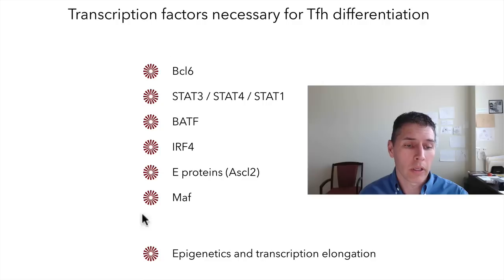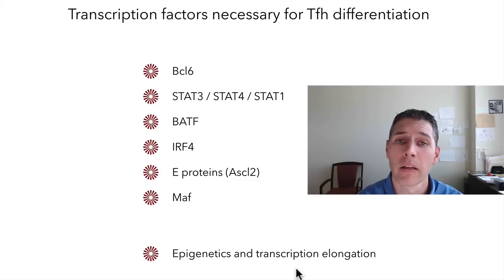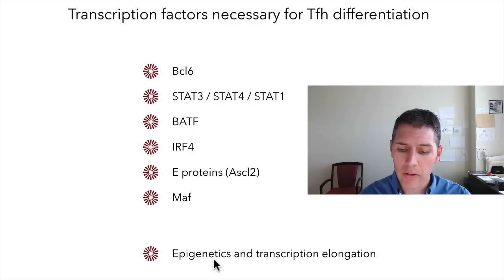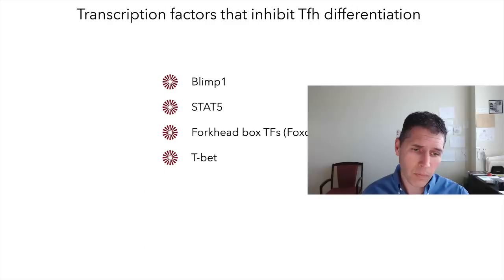Furthermore, it's not only conventional transcription factors, but it was recently identified that, interestingly, the transcription elongation factor, cyclin T1, preferentially regulates TFH versus other CD4 T-cell differentiation programs, indicating that regulation of epigenetics and transcription elongation are probably also central players in these cell fate decisions.